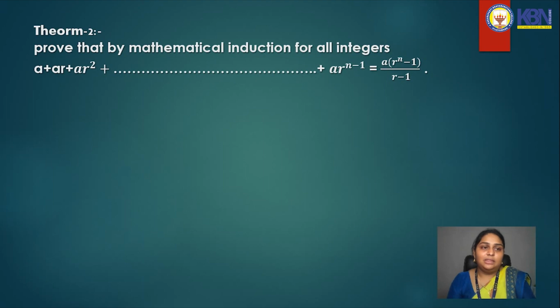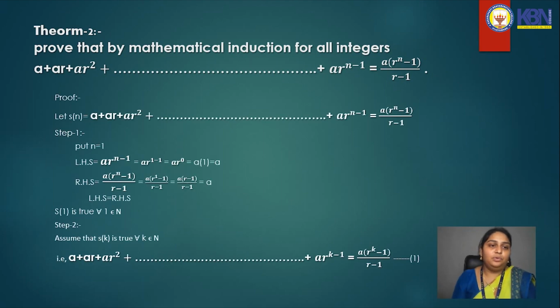That is, the equation should be proved by mathematical induction. Similarly, we have to follow the method. In the proof, in the first step, we take the given expression as S of n. That is, let S of n equal a plus a into r plus a into r square and so on, up to a into r power n minus 1, which is equal to a into r power n minus 1 by r minus 1.